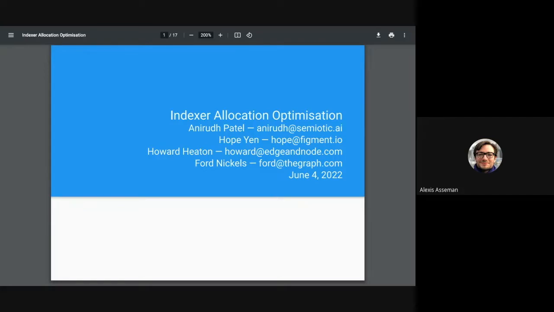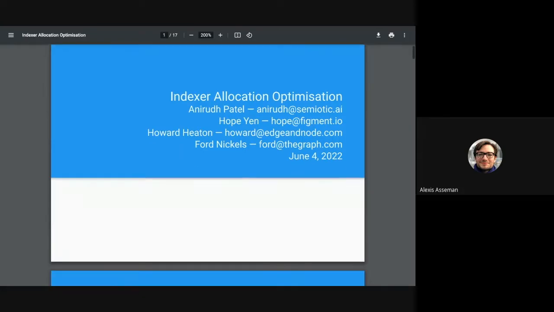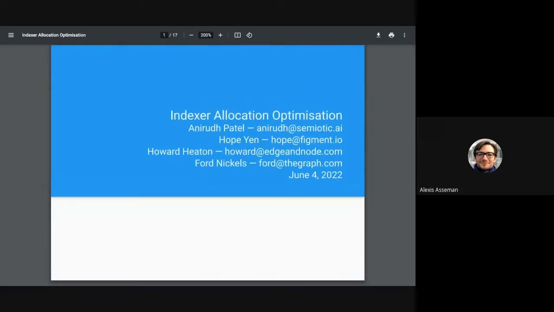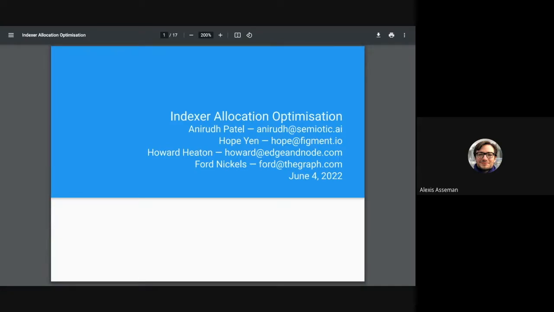But we talked about automating pricing for indexers with UgiW. We also want indexers to be able to optimally allocate in an automatic way. So we've created this tool between Hope, myself, Howard, and Ford, and it's integrated with the action queue. So end to end, you should be able to get automated price multipliers and automated allocation optimally.